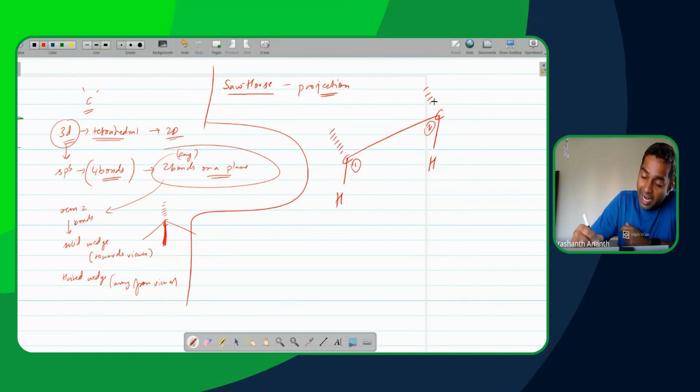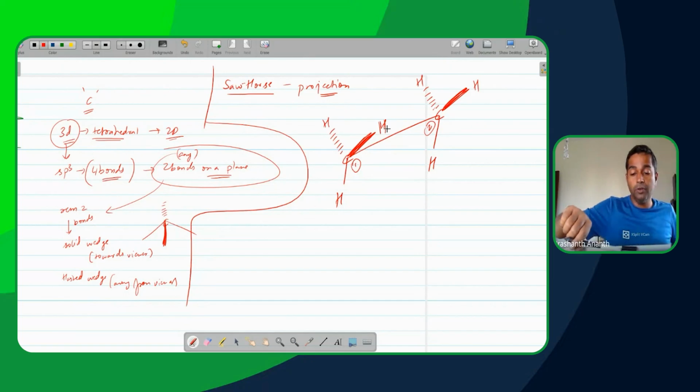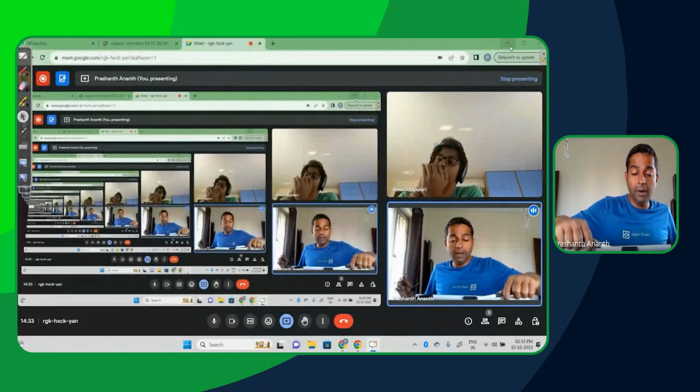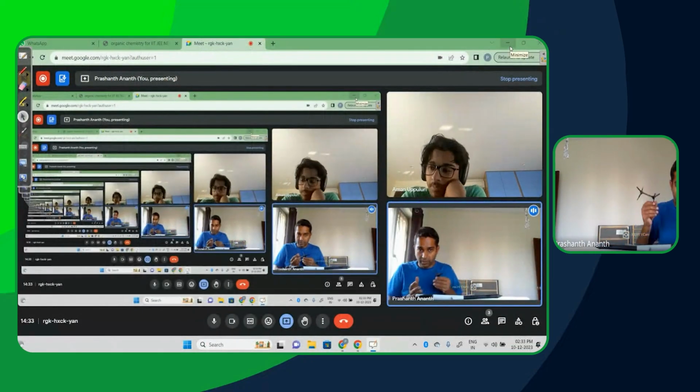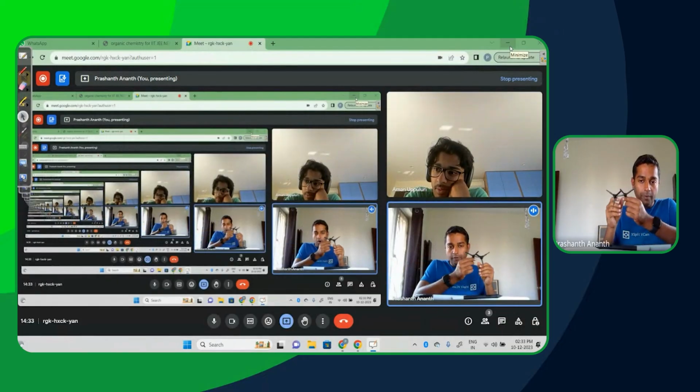This side will be a hashed wedge. This side will be a solid wedge. On both, hydrogen here, hydrogen here, hydrogen here, and hydrogen here. This is basically going to be your structure for ethane. Now, this is not the only way to draw it. There are many different ways to draw it. This is why I think your teacher will probably teach this under conformations.